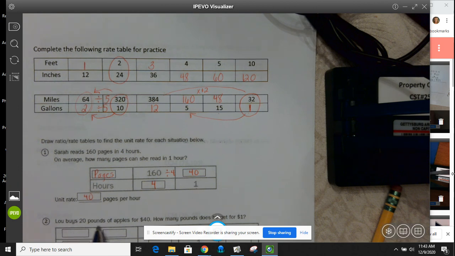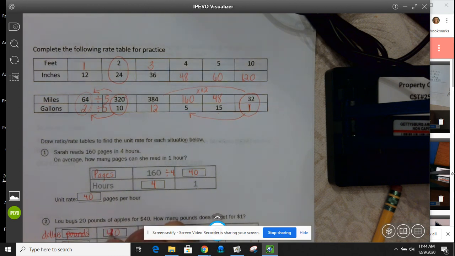Lou buys 20 pounds of apples for $40. How many pounds does he get for $1? So, 20 pounds compared to dollars. It's our other unit. He buys 20 pounds, but I actually wrote it in the wrong spot myself. Dollars goes up here, and then pounds down here. You have to be careful. I already have my labels of dollars up here. So this should be $40 for 20 pounds.